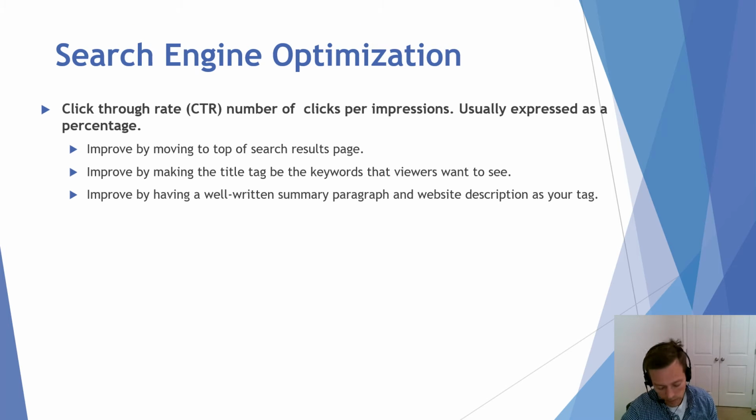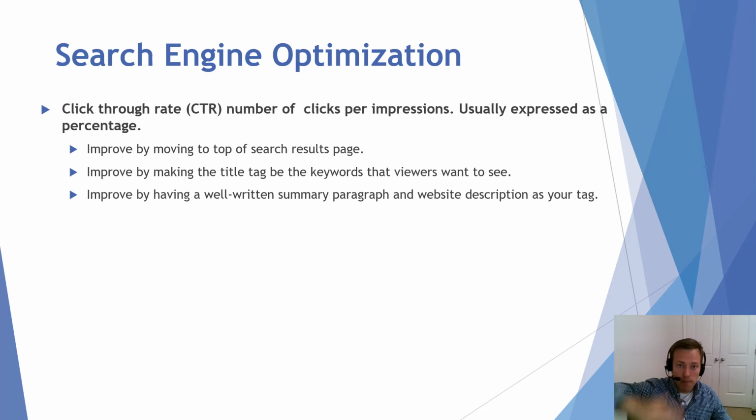The next part of that conversion funnel is the click-through rate. All right. And the click-through rate is the number of clicks per impression, usually expressed as a percentage. So basically the number of times that people actually see your link to your website on the search engine results and click it. Obviously you want to be as high as possible. So moving up the search engine results page is going to give you a higher click-through rate. It's been shown.